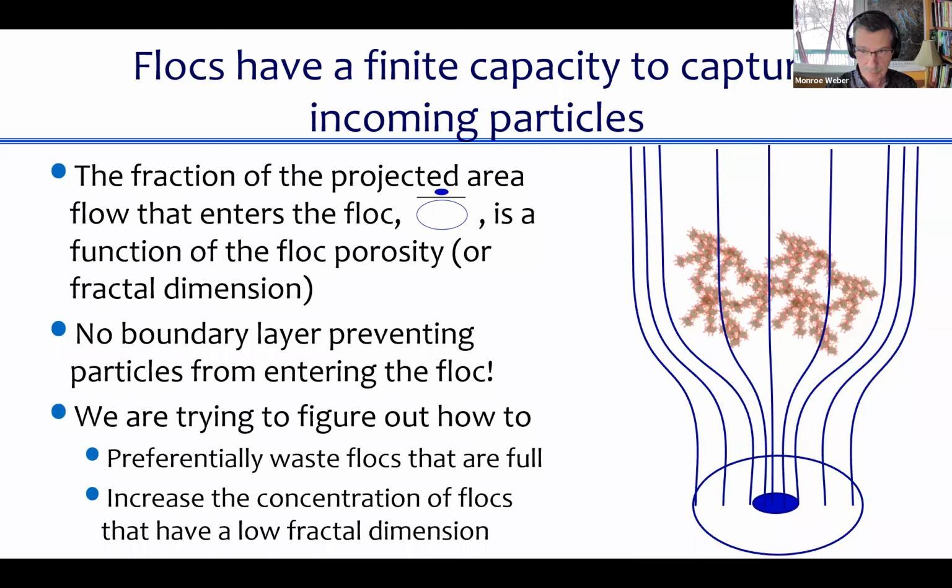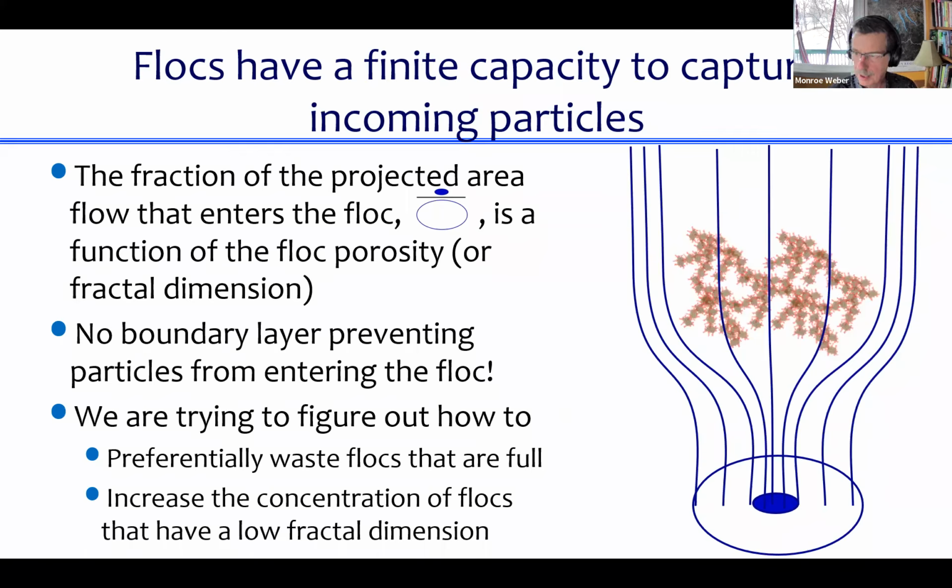inside the floc. So that ratio of the dark blue to the white is a function of the floc porosity or the fractal dimension, but think about it as floc porosity. If the floc is really porous, then lots of water can flow through it. If it's not at all porous, then the dark blue dot goes to nothing, right? If this were a non-porous sphere, then no water would be flowing through it, and that ratio that I've shown here would be 0. And it wouldn't work anymore.